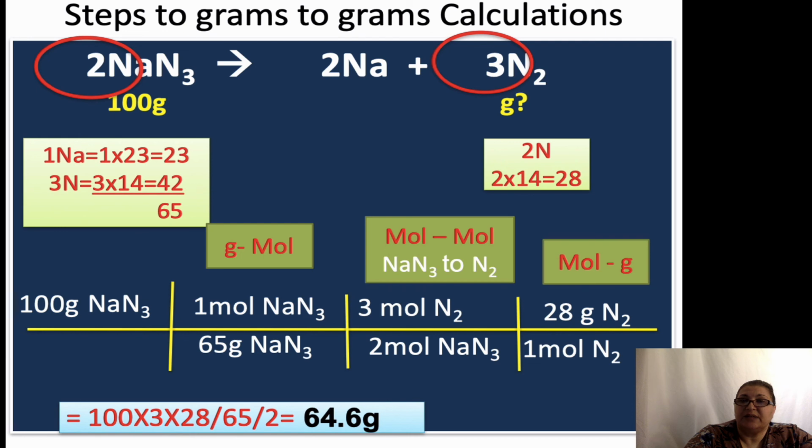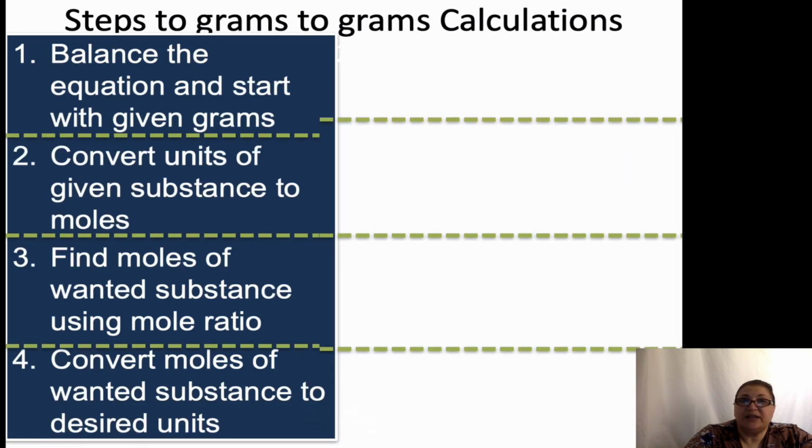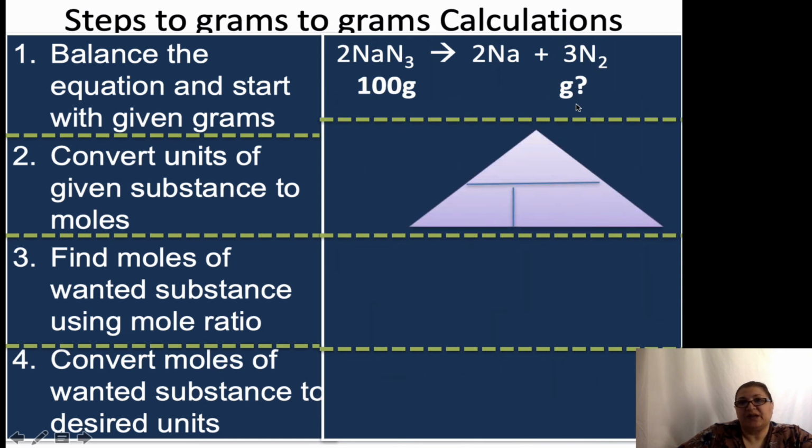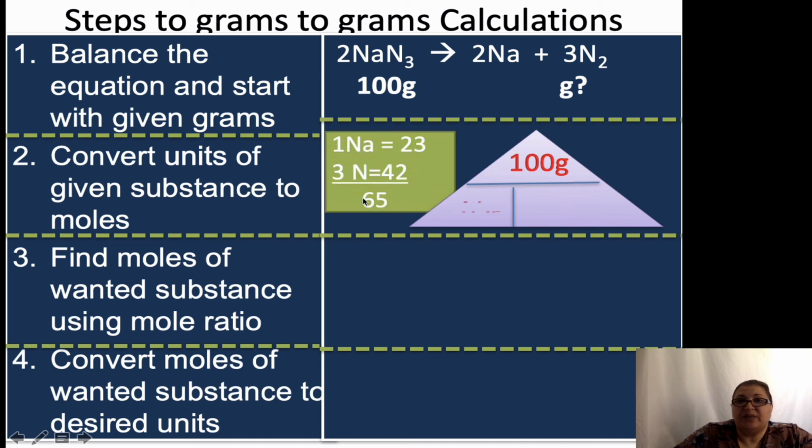Okay, next we're going to go over the triangle method. So first we balance, and then we put 100 grams and the question marks under nitrogen. So given is 100 sodium nitride. We find the molar mass, so we take the 100 divided by 65, gives us the number of moles.